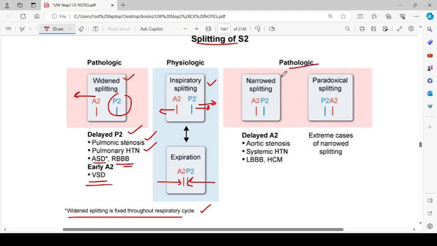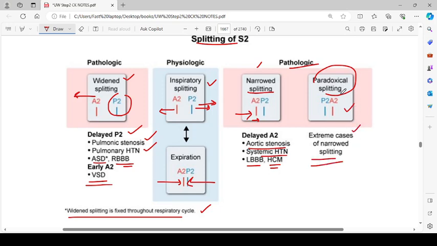Then the pathological process of narrowed splitting happens when the A2 is delayed. That can be seen in aortic stenosis, systemic hypertension, left bundle branch block, and hypertrophic cardiomyopathy. And paradoxical split: the narrowed splitting was happening because A2 was moving closer to the P2 because A2 was delayed. Now, if A2 is delayed so much that it comes after the P2, that is paradoxical splitting, an extreme case of narrowed splitting.